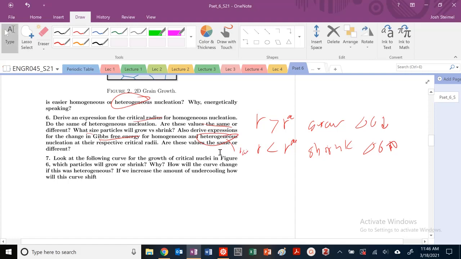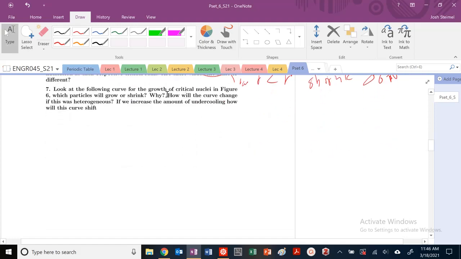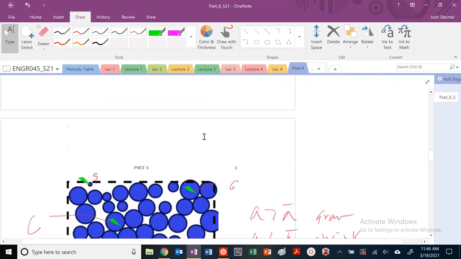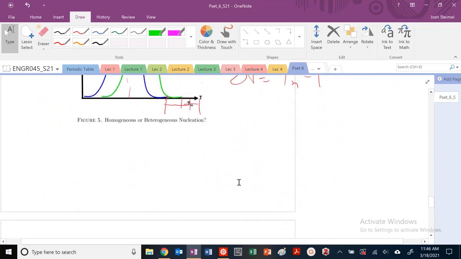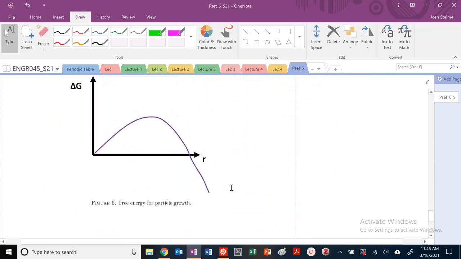Excellent. Now we're going to look at essentially the growth of nuclei in figure 6: which particles grow, shrink, how the curve changes, heterogeneous. If we increase the amount of undercooling, how will this shift? So we know that this is equal to our R star. Here we know we're going to grow. Here we know we're going to shrink. If this was heterogeneous, it would look exactly the same in location here. So this would be my hetero.